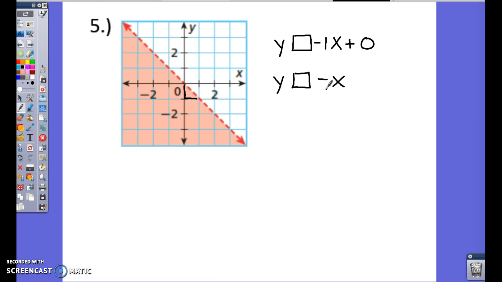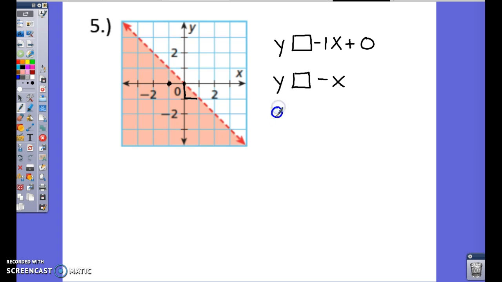Now, typically, we would use the ordered pair 0, 0, but that's not an option because the line goes through there. So I'm going to pick another one that's easy to use. I'm going to go ahead and go with -1, 0. Now, it's in the shaded region, so I know it should work when I put -1, 0 in.